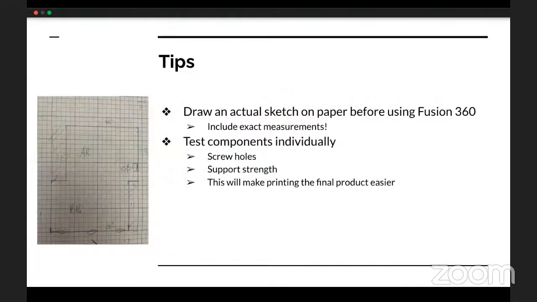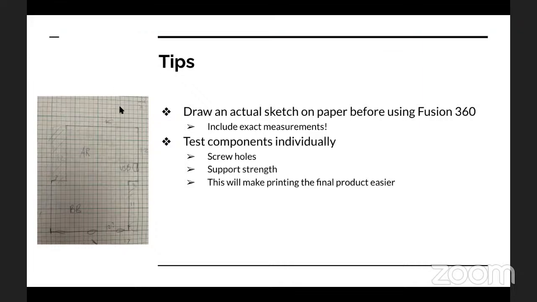So some tips when using Fusion 360 to create designs is to sketch on paper what you want to make before you actually make it in Fusion 360. This will help you a lot with planning out. It's easier to draw than to actually use the software. This can also help you with scaling, so that you use the exact measurements. Like here, you can use graph paper and then write the measurements down.